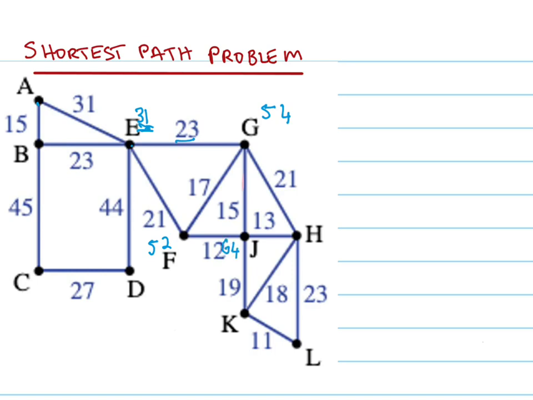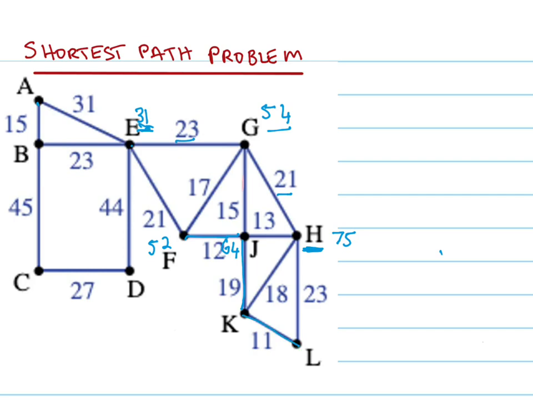Okay, let's think about H. All right, I can get to H, and I'm not saying I want to go to H, but I can get there via G, which would be 54 plus 21 is 75. Or I can get there via this path here. So it'll be 64 plus 13 is 77. That's a bit further. So far, H is looking good. Now, I've got to be a bit careful here. I can still get to L from this point if I go via K and then L. So let's have a think about that.